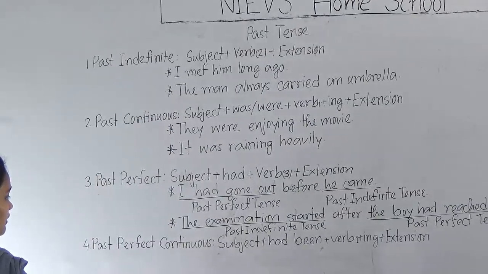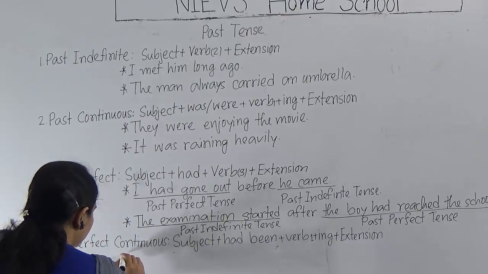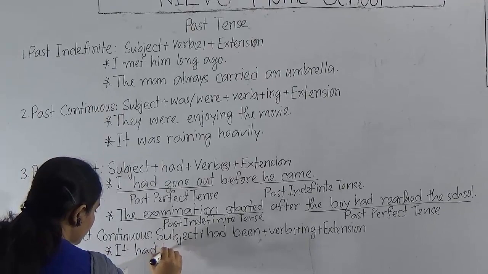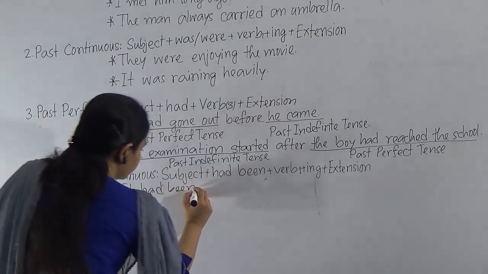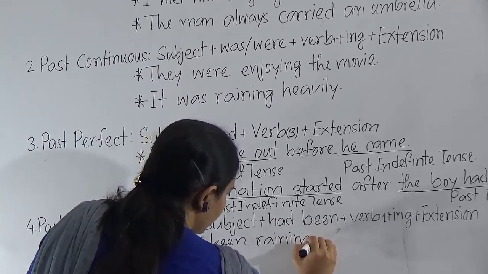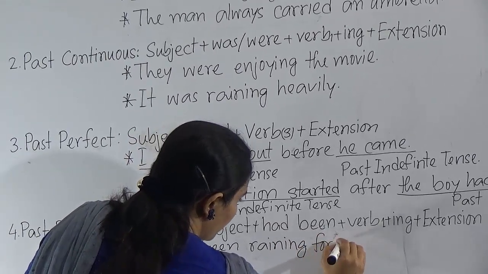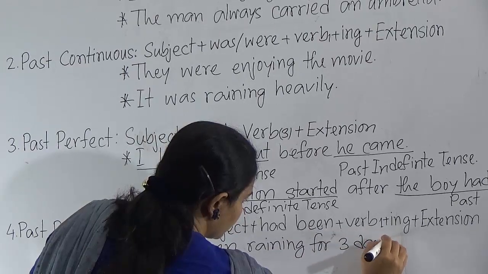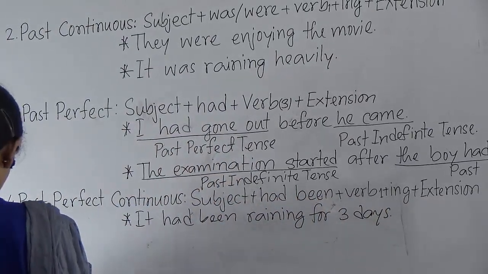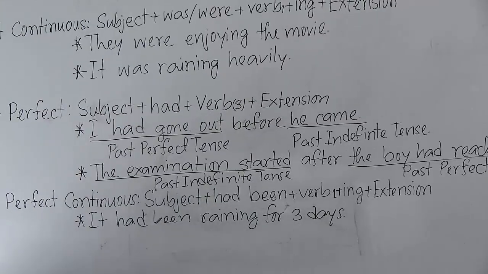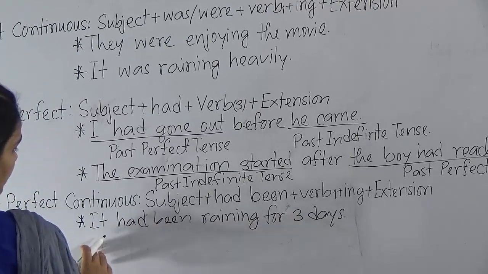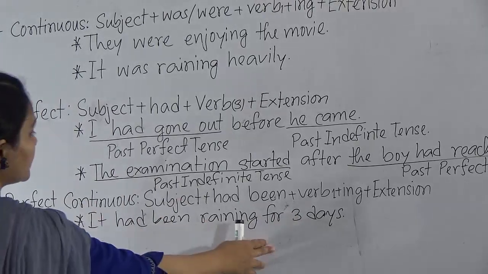Now look, it had been raining for 3 days. That means the action started in the past and continued until another time in the past. That means for 3 days it had been raining.